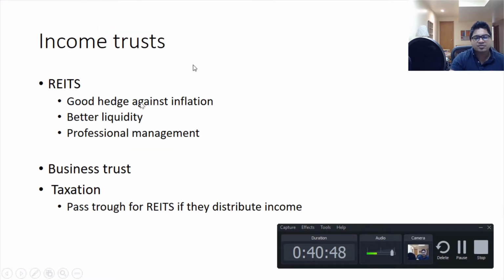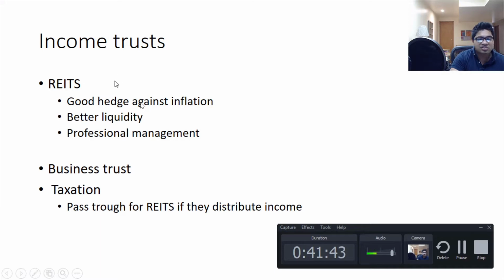Next is income trust. Income trust is like a mutual fund: they pool money and then invest, but investments are not done in stocks and bonds. They are done either in conventional real estate, like commercial or residential properties, or in the assets of a business, not stocks and bonds of a business, directly the assets of a business. REITs are real estate investment trusts. These are mutual funds that invest in actual real estate, so they buy commercial and residential properties. They are a good hedge against inflation because of real estate investments. They have better liquidity than real estate properties because they are traded on exchange, and they have professional management.